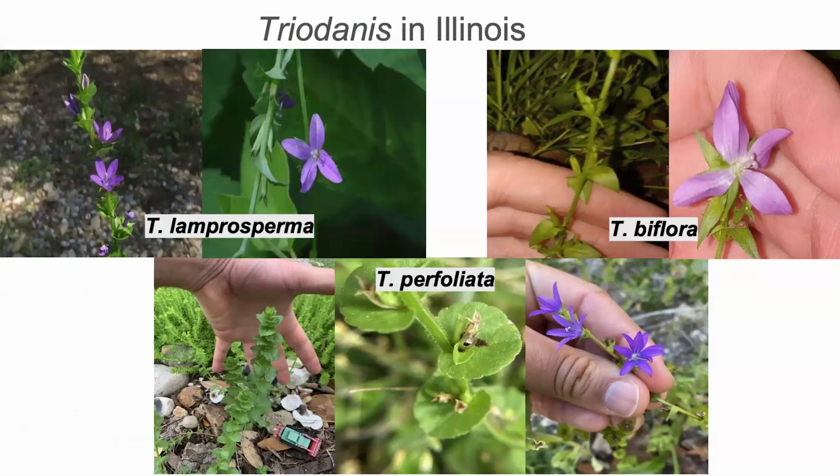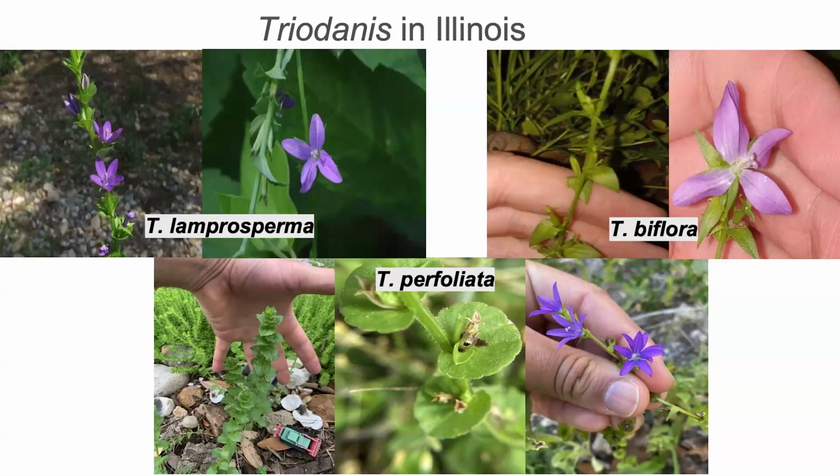So in Illinois, we have 3 species of Triodanis. The widely spread Triodanis perfoliata, which some people here probably can see today in the field. We couldn't see any flowers, but we saw the vegetation. The other species, Triodanis biflora, is widely dispersed too. These 2 species often coexist with overlapping distributions, and sometimes we find some hybrids between these 2 species.